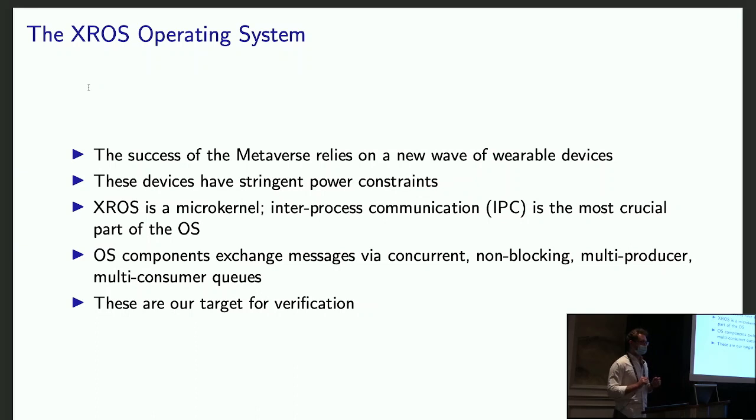And so this operating system is based on a microkernel design where you have many individual components that communicate with each other using inter-process communication. And you could say that the inter-process communication is the most crucial part of the operating system because if the components can't exchange messages properly, then nothing else is going to work at all. And so the way that this inter-process communication is implemented is using a series of concurrent, non-blocking, multi-producer, multi-consumer queues, and those are the target for verification.